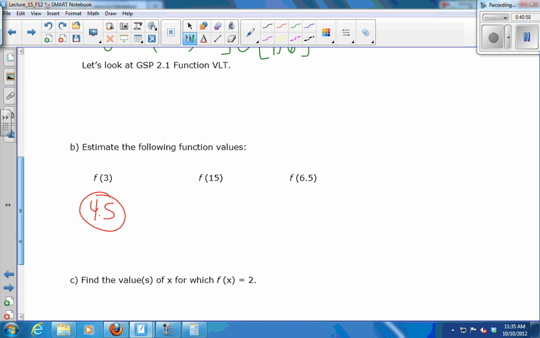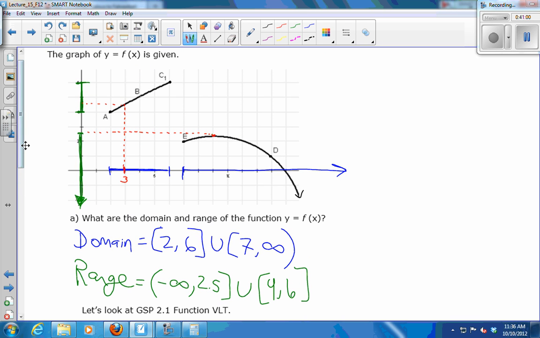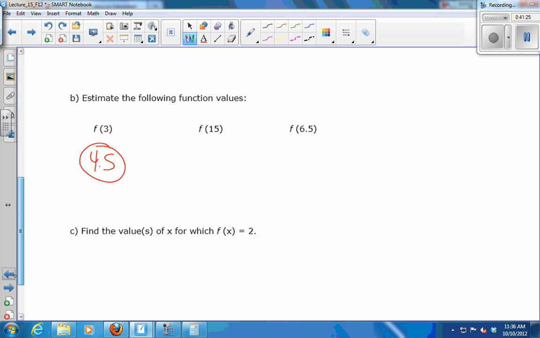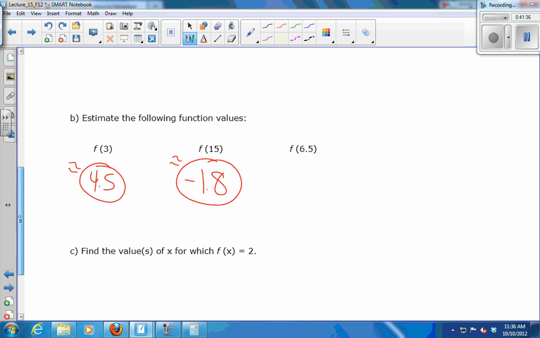Okay, and then f of 15, same thing. I want to find a 15 input. So 15's right here. Go to the graph, and the output looks like it's about what? Almost -2, -1.8, something like that. It's approximate. So is this one.